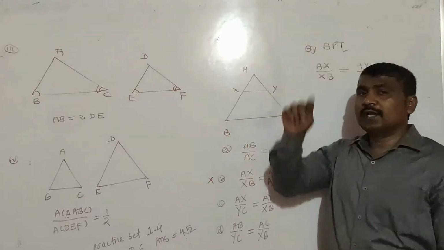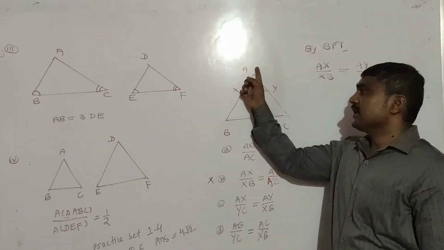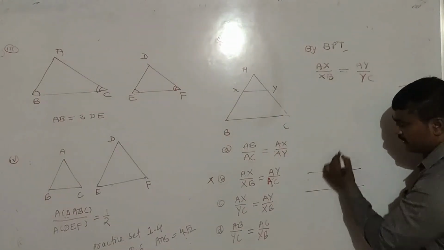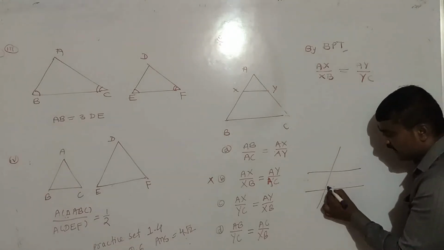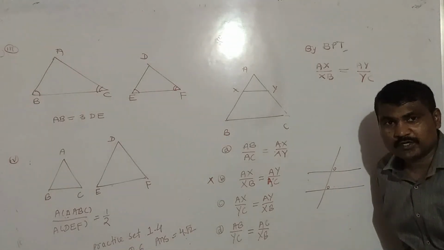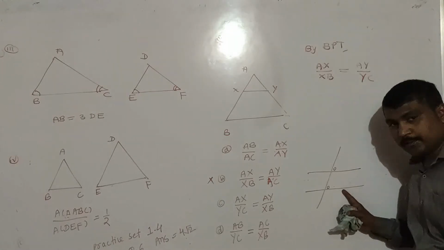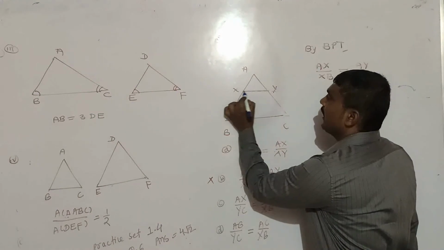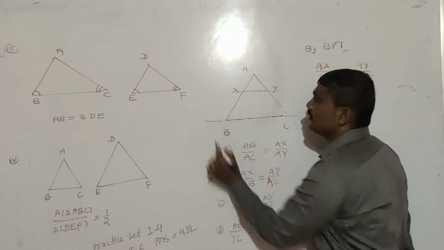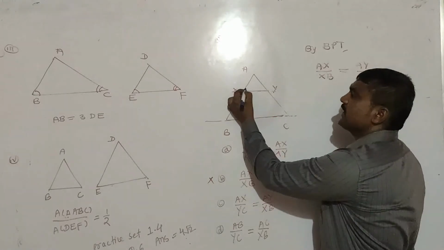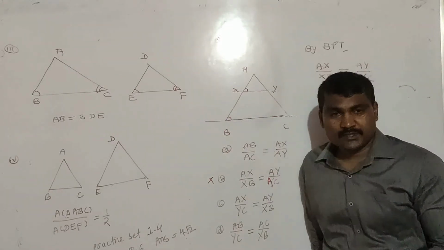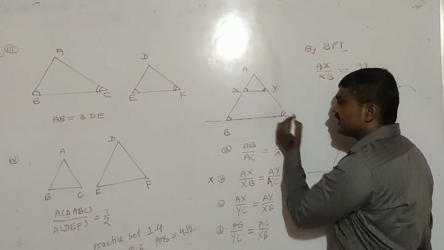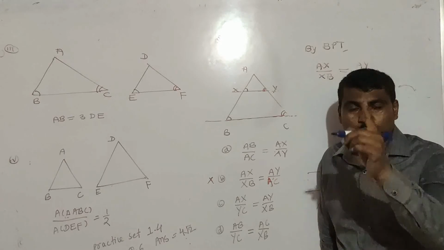We can see two triangles. The first triangle is AXY, the second triangle is ABC. Suppose these two lines are parallel and this is the transversal. This angle and this angle are corresponding angles. When two lines are parallel, these two angles are corresponding angles. XY and BC are parallel, so obviously this angle and this angle are the same. These are corresponding angles, and like that this angle and this angle are the same. So in the two triangles, two pairs of angles are the same.